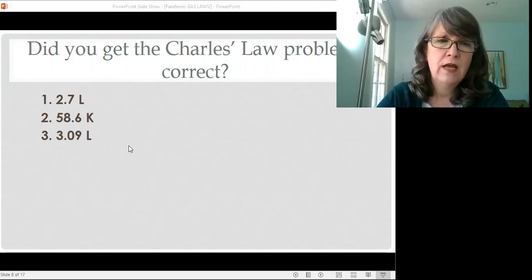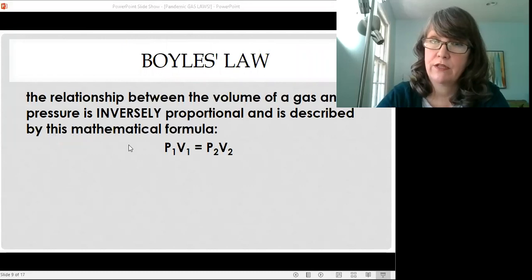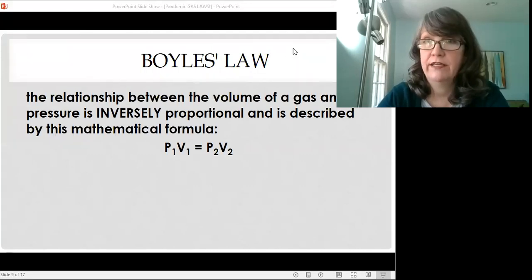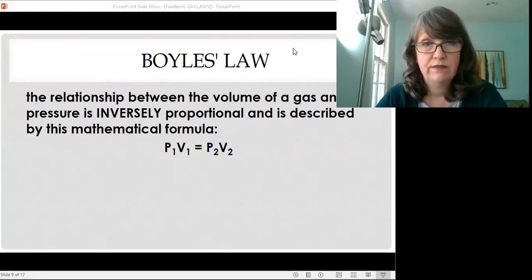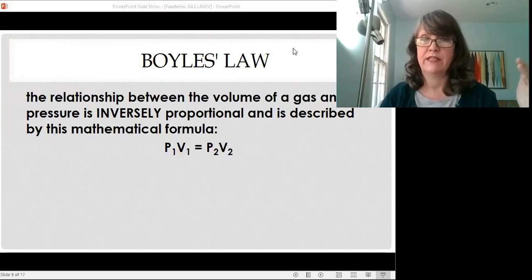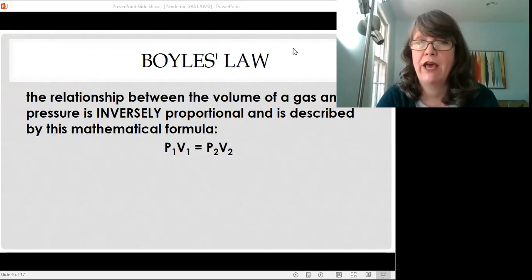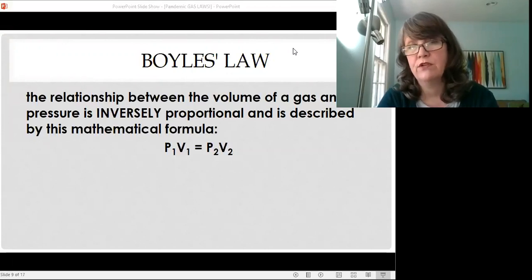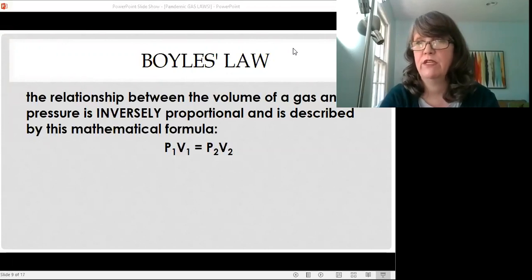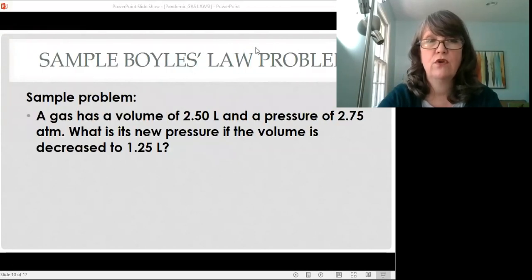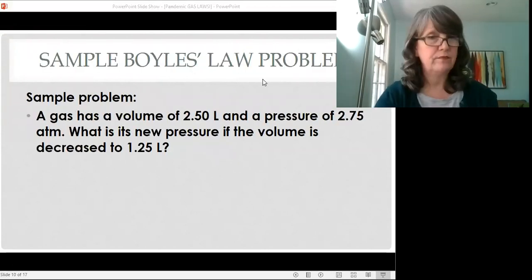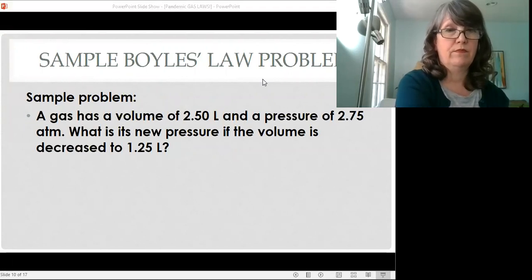So the next law we're going to look at is Boyle's Law. And Boyle's Law, once again, can be expressed as either a statement that says the volume of a gas and its pressure are inversely proportional. In other words, as one goes up, the other goes down by the same factor. Or by a mathematical formula that says the initial pressure times the initial volume will be equal to the new pressure times the new volume. P1V1 equals P2V2.